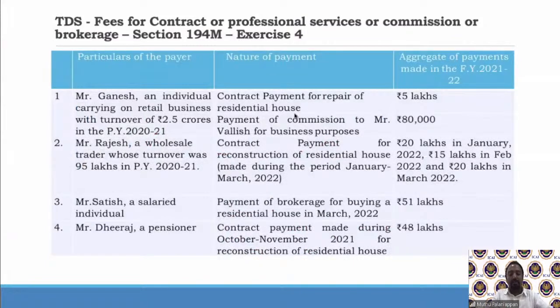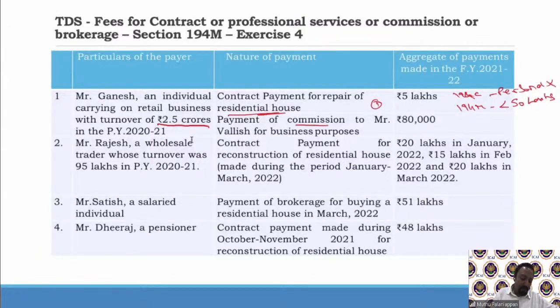There is a person called Ganesh, who is an individual carrying on retail business with a turnover of 2.5 crores. He has entered into a first transaction of contract payment for repair of a residential house, making a payment of 5 lakhs only. 194C is not attracted because it is a residential house, so it is personal, hence not covered. For 194M, it is less than 50 lakhs, so TDS is not applicable on this category.